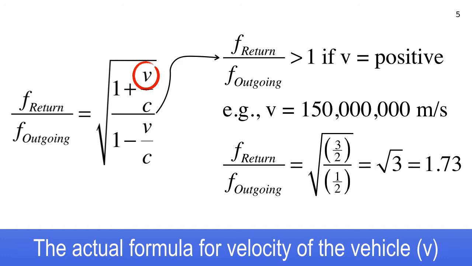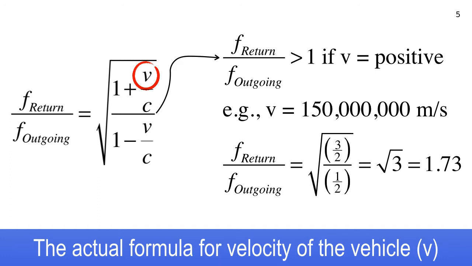And inside it, it's 3/2 divided by a second quotient, 1/2. And that just works out to the square root of 3. And that's 1.73. So if your car's coming toward you, you're going to have a higher frequency, and this fraction is going to be greater than 1. All right? So the police officer measures the return frequency by listening to beats, and then they plug it into this formula, and then they get the speed.